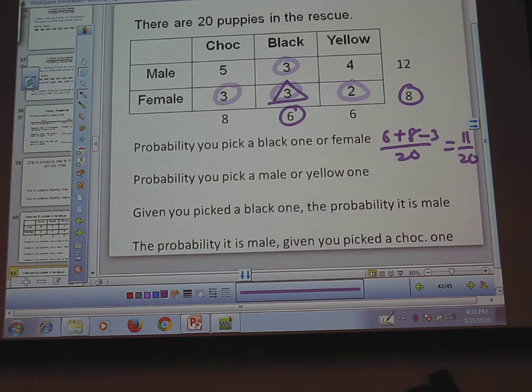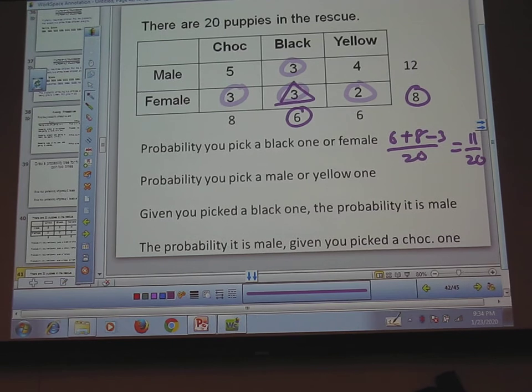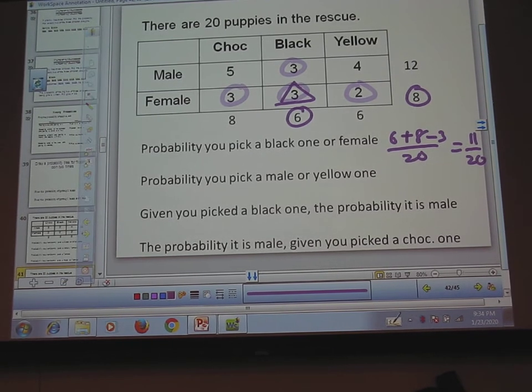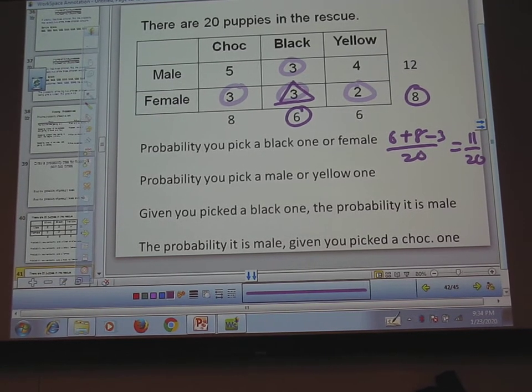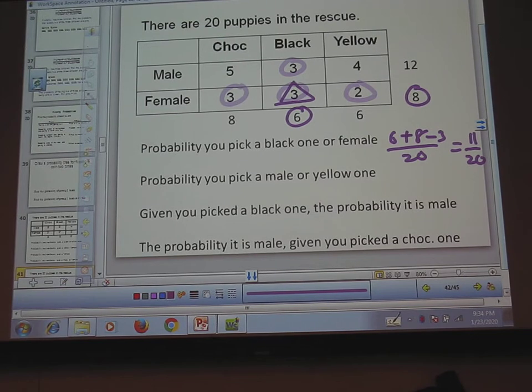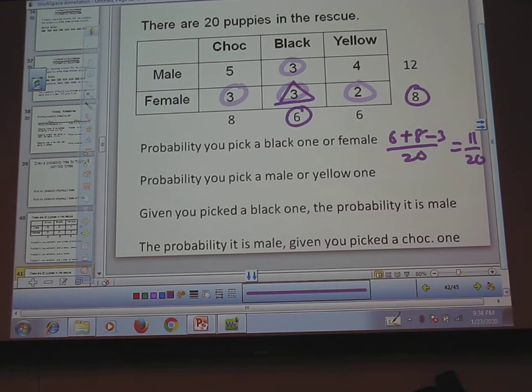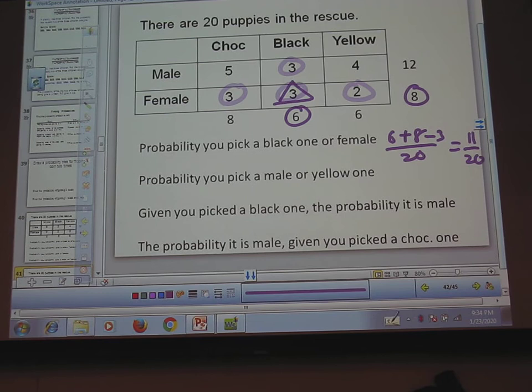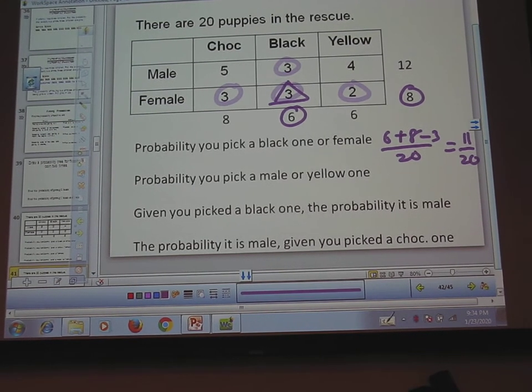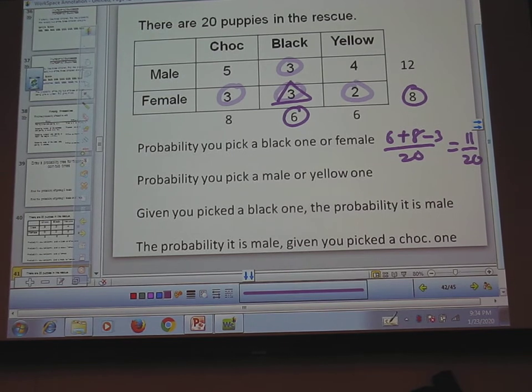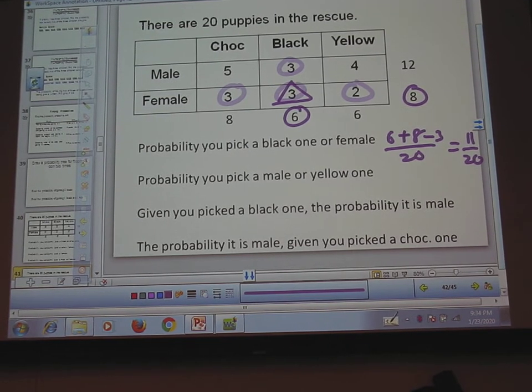And then the probability pick a black lab or a female lab. Well, there's 6 black labs and 8 females, but there's 3 that are counted in both categories. They're double counted. So you have to subtract off the overlap because it's getting counted twice. Those 3 black female labs are being counted in the total for the black and getting counted in the total for the female. So you have to subtract off 3. So then you end up with 11 out of 20.